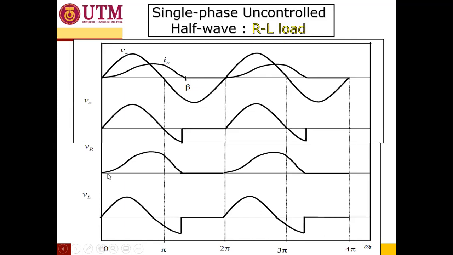And as you can see also here, the waveform of the voltage drop across the resistor is equal to the current out. And here is what we call the extinction angle. So this is the angle where the current of the circuit becomes zero. You may notice that the current is still flowing even though the voltage source is becoming negative cycle. So this is the interesting part of the inductive load.